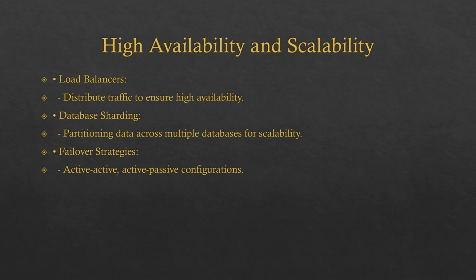To achieve high availability and scalability, the online banking system must be able to handle increased traffic and scale with growing user demands. Load balancers distribute traffic across multiple servers, ensuring no single server is overloaded. Database sharding involves dividing the database into smaller, more manageable parts, improving performance and scalability. Additionally, failover strategies like active-active and active-passive configurations ensure the system remains operational even if one component fails.